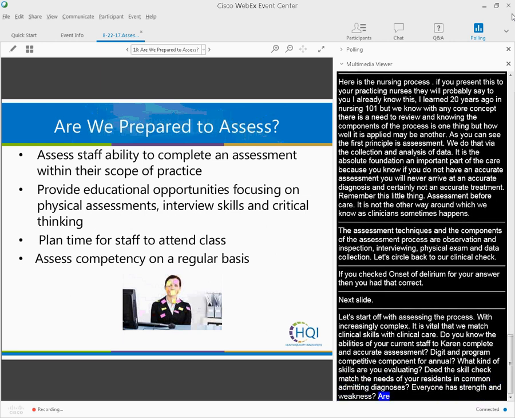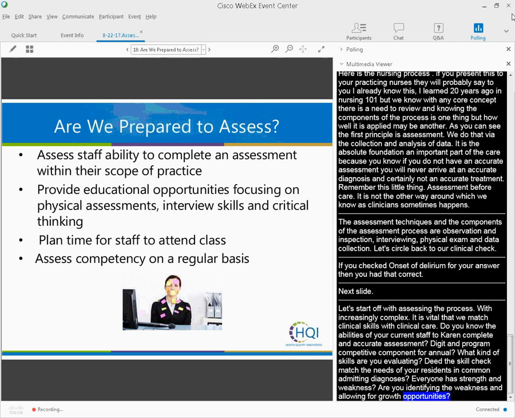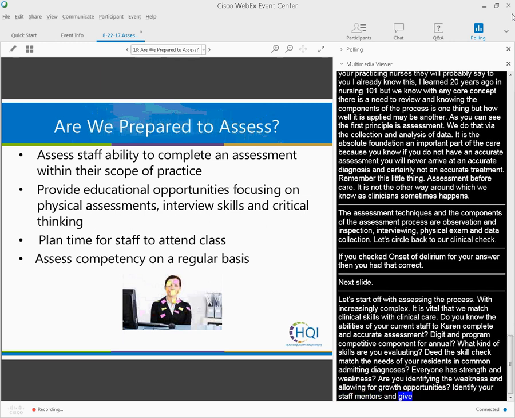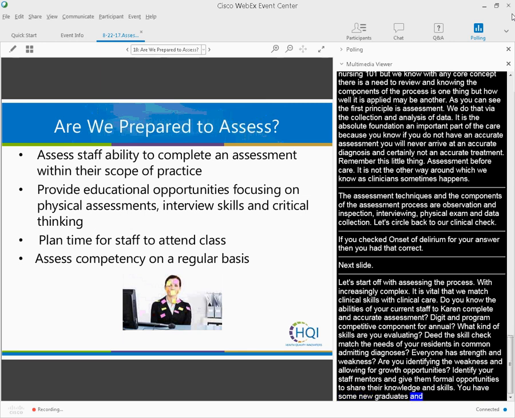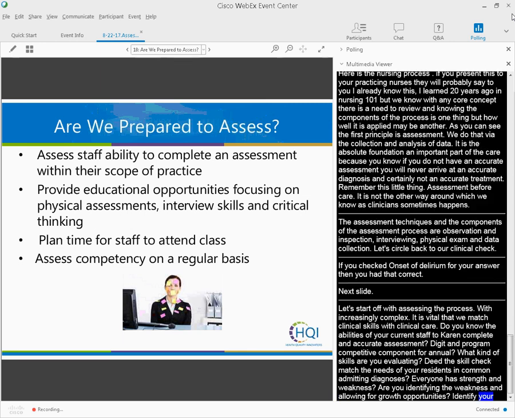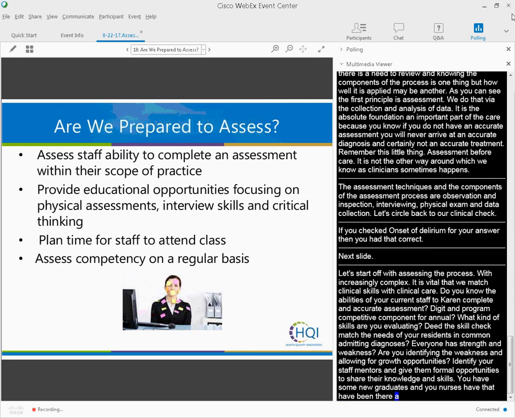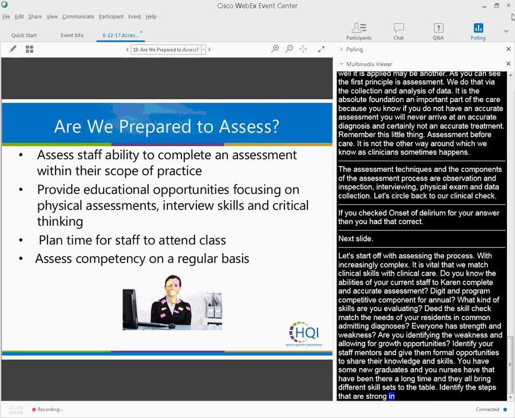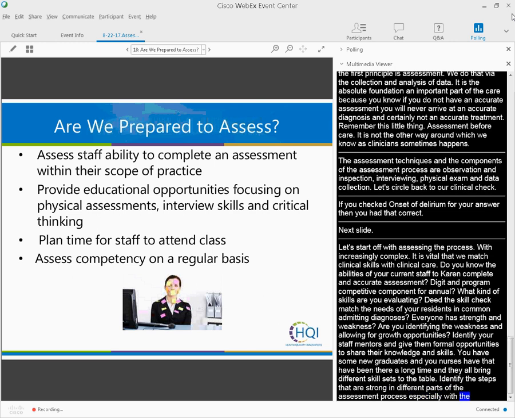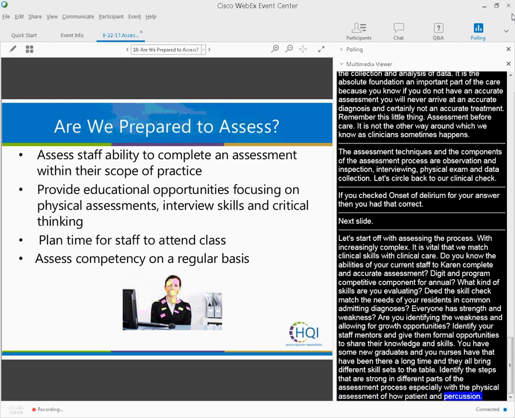Identify your staff mentors and give them formal opportunities to share their knowledge and skills. You have some new graduates there, and you have some nurses that have been there a long time, and they all bring different skill sets to the table. Identify the staff that are strong in different parts of the assessment process, especially with the physical assessments of auscultation, palpation, and percussion. One of the biggest hurdles is working around their scheduling, both yours and theirs.